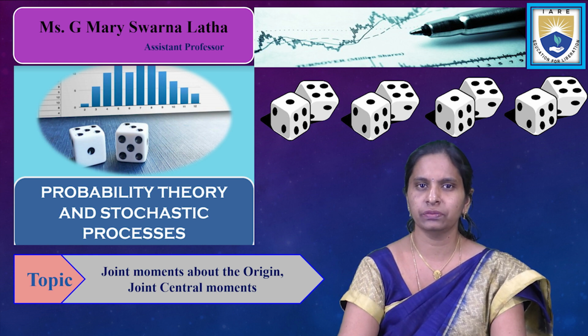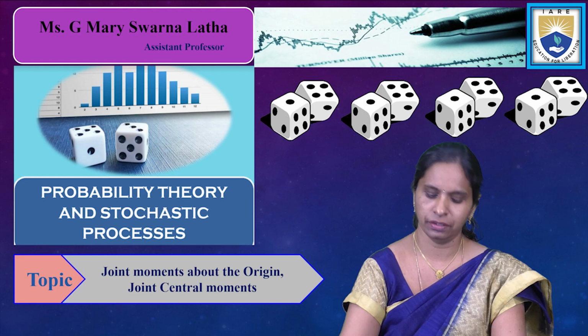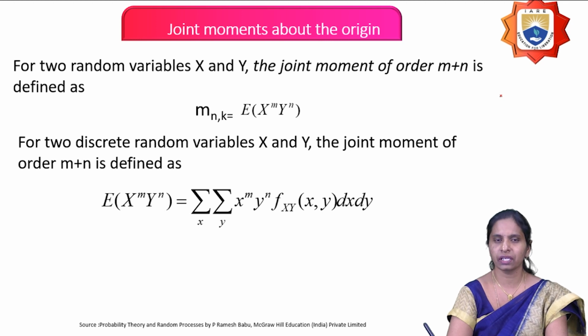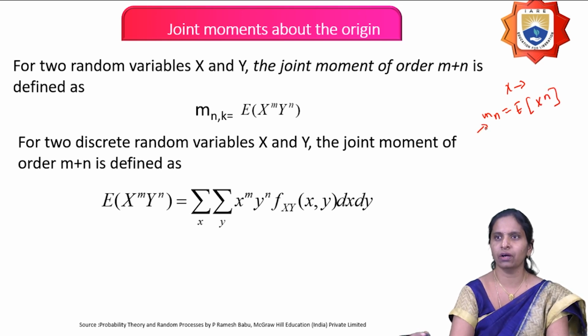In today's lecture, we are going to discuss the joint moments about the origin and the joint moments about the mean. We have already finished the moments about the origin and moments about the mean for a single random variable. For example, if X is a random variable, then the nth moment about the origin is expressed by expectation of X power n.